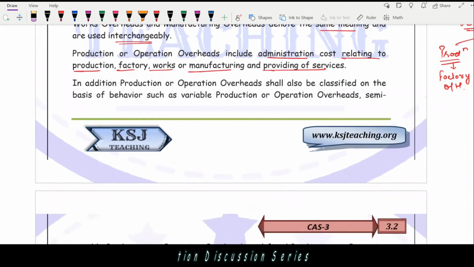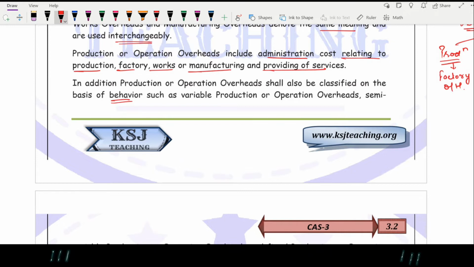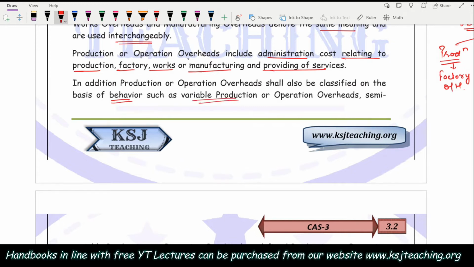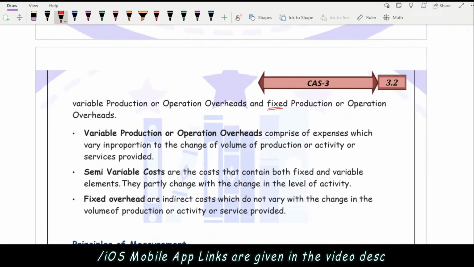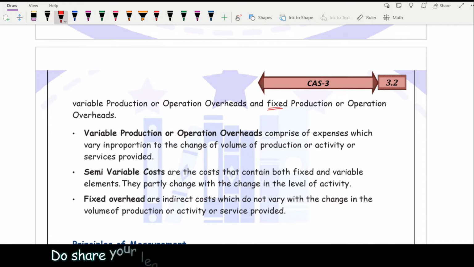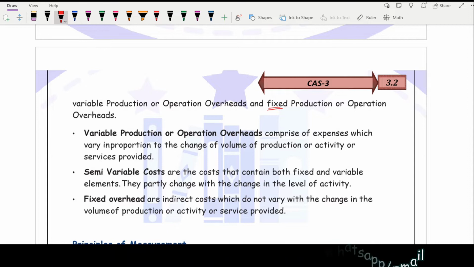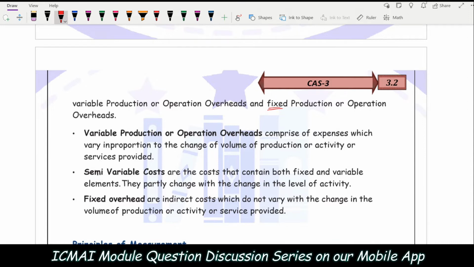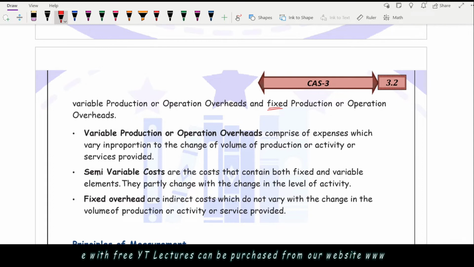In addition, the production or operation overhead shall be classified on the basis of behavior, such as variable production overheads, or semi-variable operation overheads, or fixed. That is on the behavior, that is, whether their behavior will change with the number of units produced or not. If they are changing, it is variable. If it is not changing, then it is fixed. If it is changing to some extent, then it is a semi-variable overhead, right?